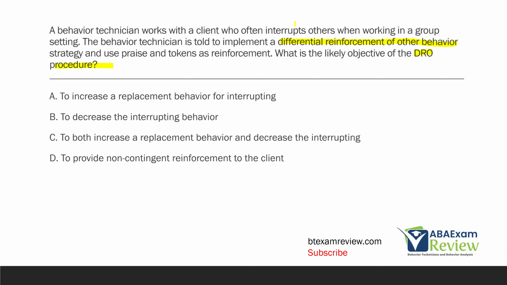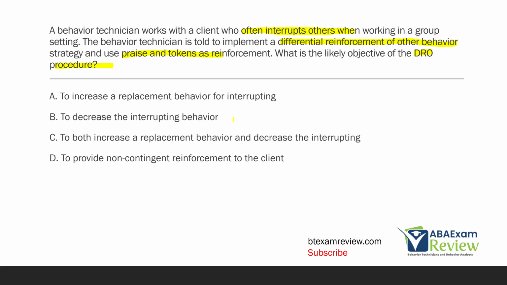So in this case, we have a client who interrupts others in working with the group, and that's what we're trying to change. When would you reinforce with praise and tokens if our target behavior is interrupting others with the DRO? A, would you use the DRO to increase the replacement behavior for interrupting? No, a DRO does not teach a replacement, because the only time we're going to reinforce using a differential reinforcement of other behavior is when the target behavior doesn't occur. We're not too worried about what's happening instead. B, to decrease the interrupting behavior. Yes, the goal is to start reinforcing other things, right?